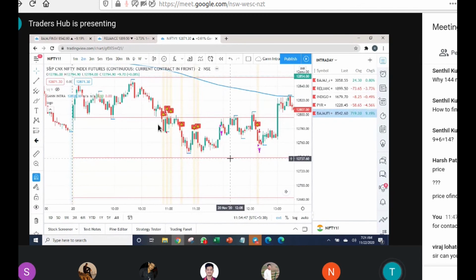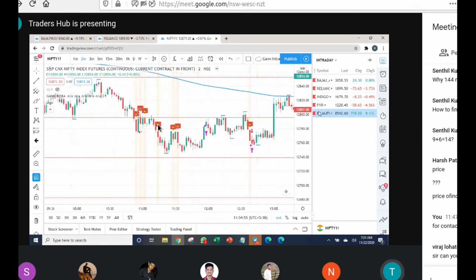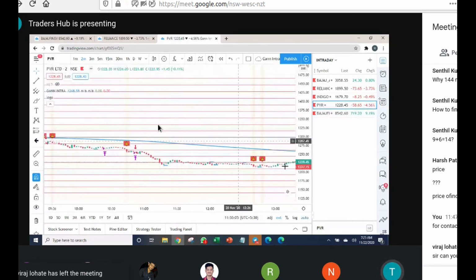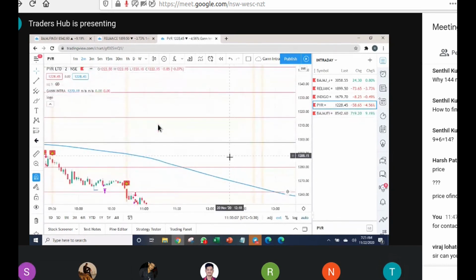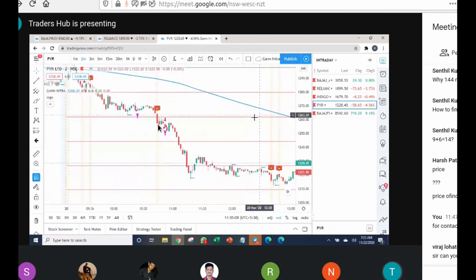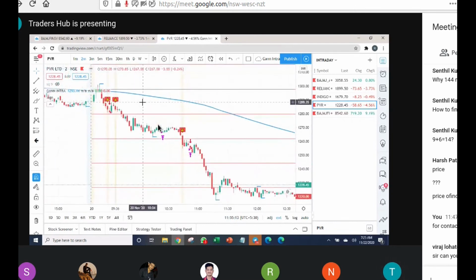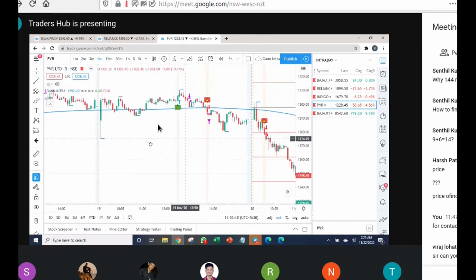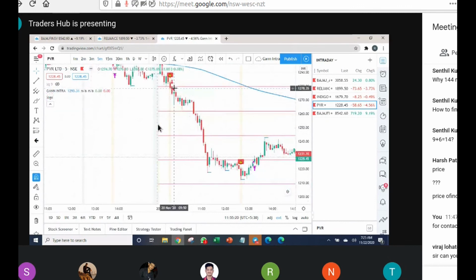I will tell you how to identify the trending stock. When you buy, I will explain everything, and I will also give the user manual on how to use it. If you notice here, I just went with the 2 minute chart. You have a big move, and if you go to the 5 minute chart, you have a very good move.